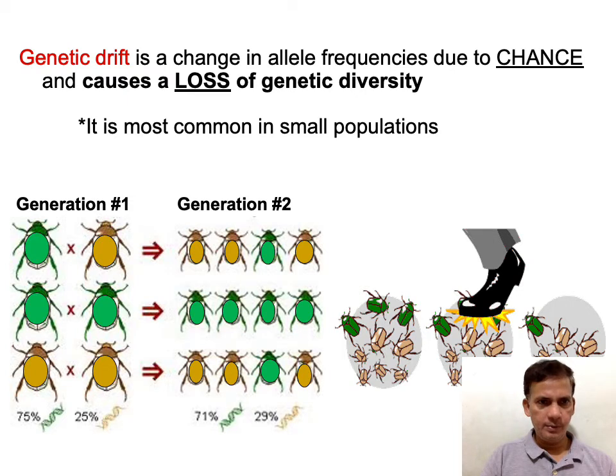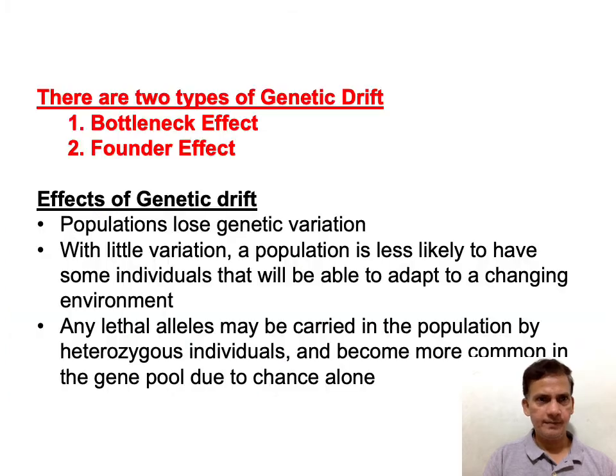So it is most common in small populations. Let's see this particular example here, generation 1, where two different color beetles are shown, and this is generation 2. So if they reproduce, then there is a variation in the size and color of these beetles. And if by chance some of these populations get killed, then obviously little of these populations will be left, and the genetic variation could be less because of the lesser survival of the individuals.